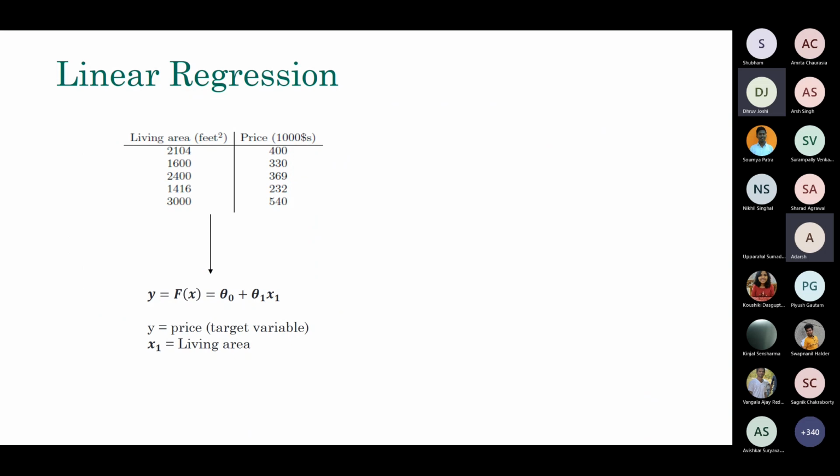So here is a more specific example. You have the living area in square feet, then you have the price in dollars, and one possible linear regression function would be y equals theta 0 plus theta 1 x1, where y is the price, which is the target variable you want to predict, and x1 is the living area. So when you only know the living area, you want to predict the corresponding price for that living area, which you can probably use for housing markets and so on.